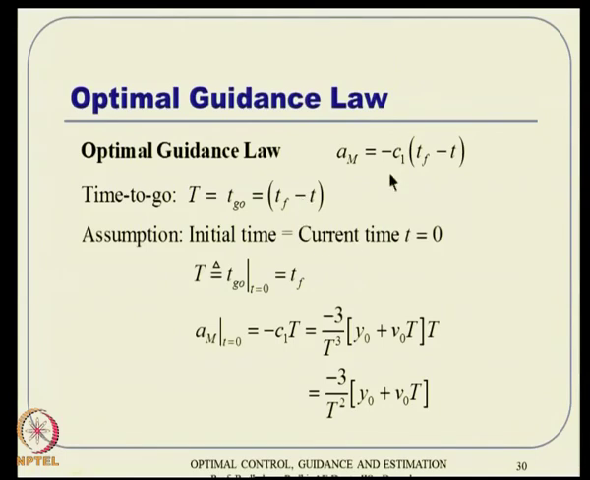Then for the optimal guidance law, I will define something like time to go, which is nothing but Tf minus T, which is repeatedly used in guidance literature. Also, assuming the initial time is the current time, I can assume T equal to 0. Essentially, time to go is sometimes written as capital T, sometimes as T go, with the assumption that T equal to 0 is nothing but Tf. Okay, so Am, assuming that the current time is the initial time, is nothing but something like this expression: minus 3 over time to go square times y naught plus v naught into time to go.